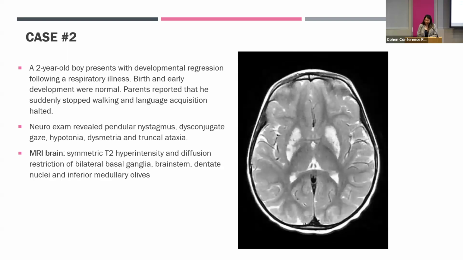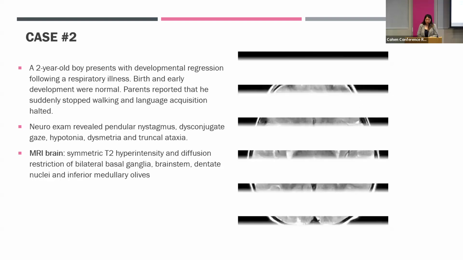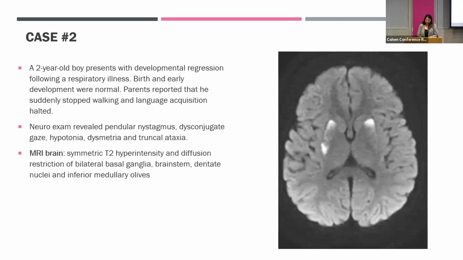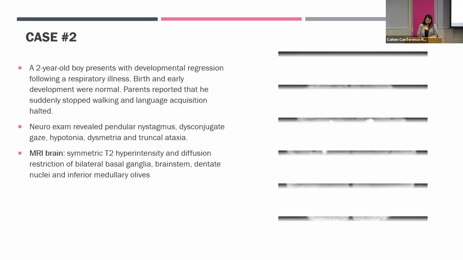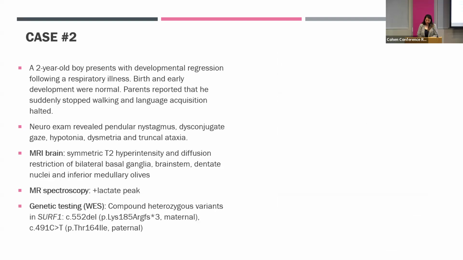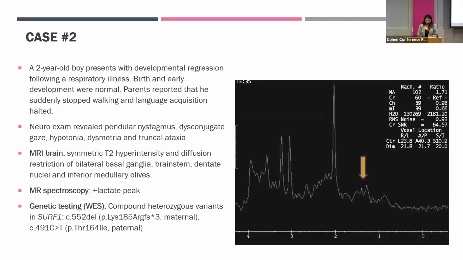And his MRI brain showed, so again, you don't need neurology training for this, the white stuff is abnormal. This is symmetric T2 hyperintensity with diffusion restriction of bilateral basal ganglia. All right, so subcortical structures, and that extends down to the brainstem and dentate nuclei and inferior medullary olives, so all the way down to the brainstem. And if you did an MR spectroscopy, there's a lactate peak.